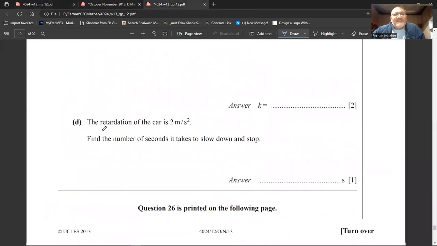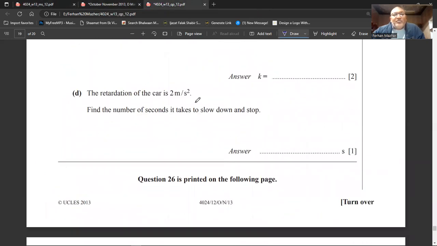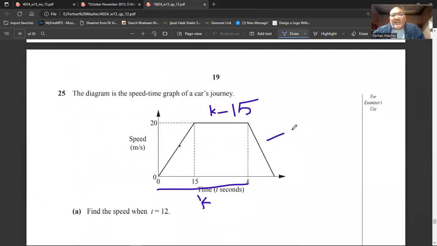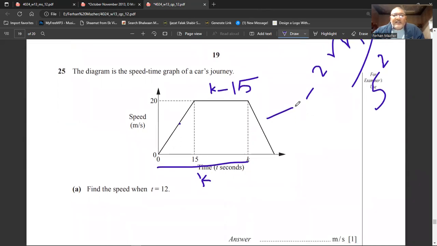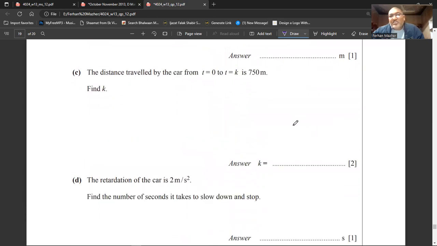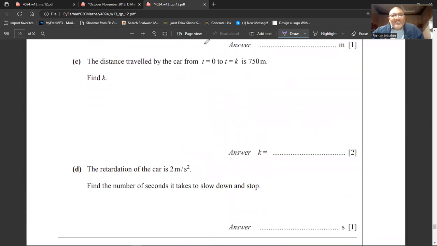Okay. Then he says the retardation of the car is 2 meters per second squared. Find the number of seconds it takes to slow down. So here the retardation, the gradient, is minus 2 meters per second squared. They used the word retardation, so the gradient is minus 2 meters per second squared.